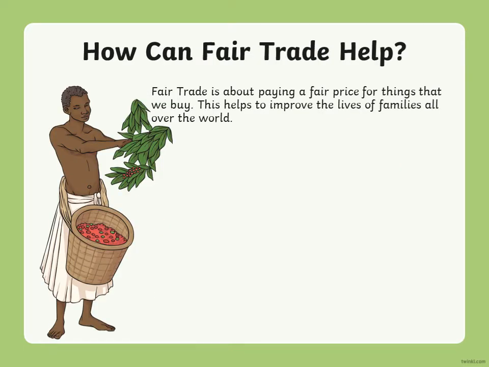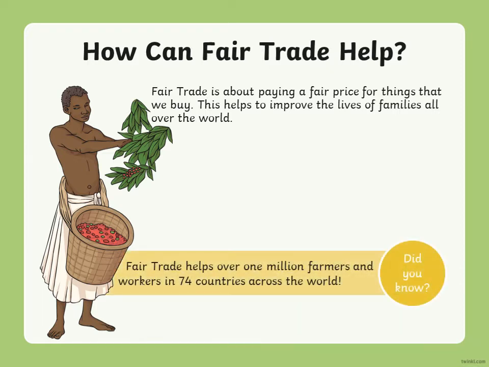So how exactly can fair trade help? Fair trade is about paying a fair price for these things that we buy. This helps to improve the lives of families all over the world. Fairtrade helps 1 million farmers and workers in 74 countries across the world. Did you know that?